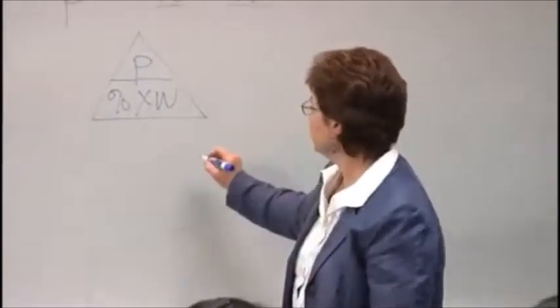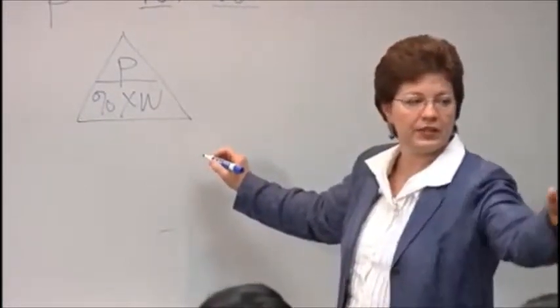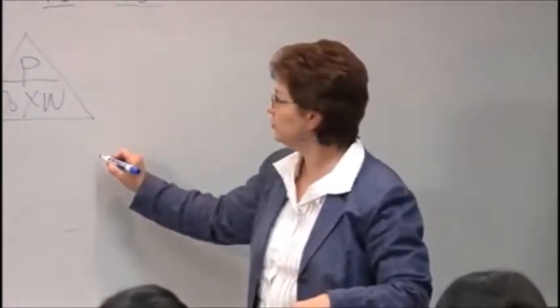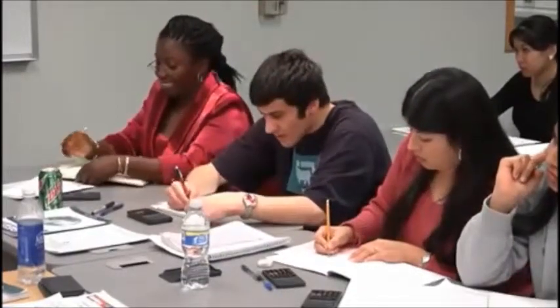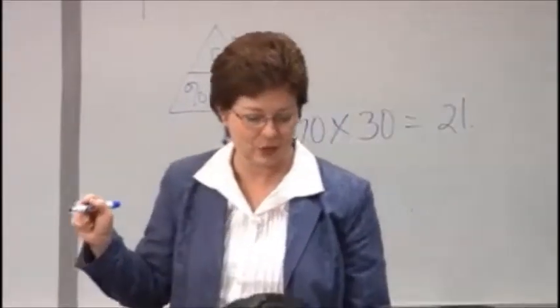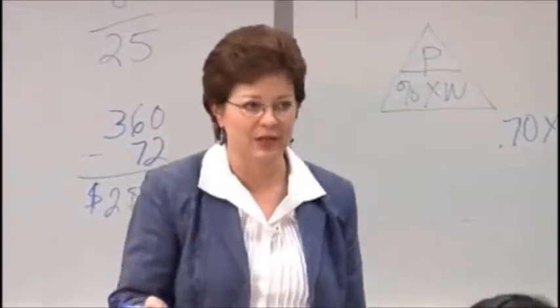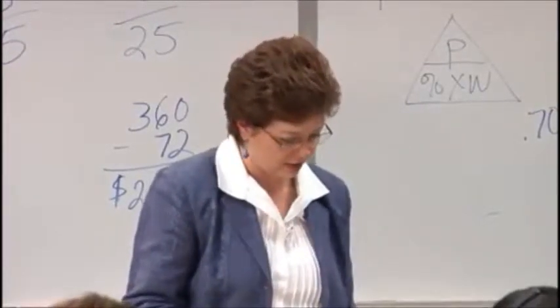Okay, so what did you multiply? Binta? Yeah, we're going to multiply 0.70 by 30. Okay. And what did you come up with? 21? Okay, so he completed 21 of his passes. Does that seem like a reasonable answer? Yeah. It should be more than half, shouldn't it, if it's 70%?